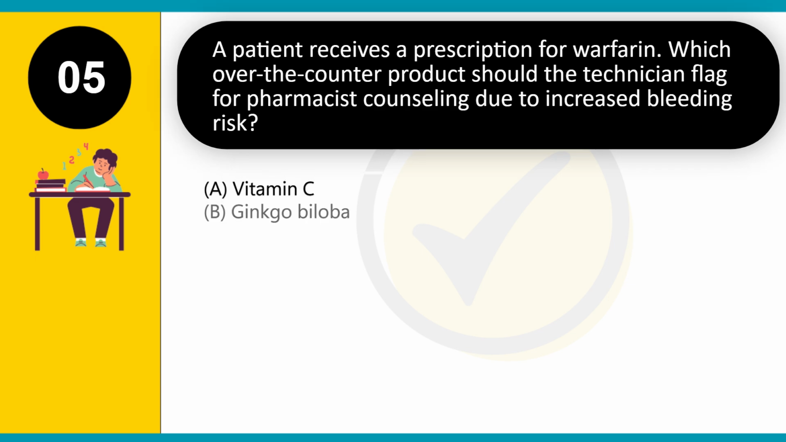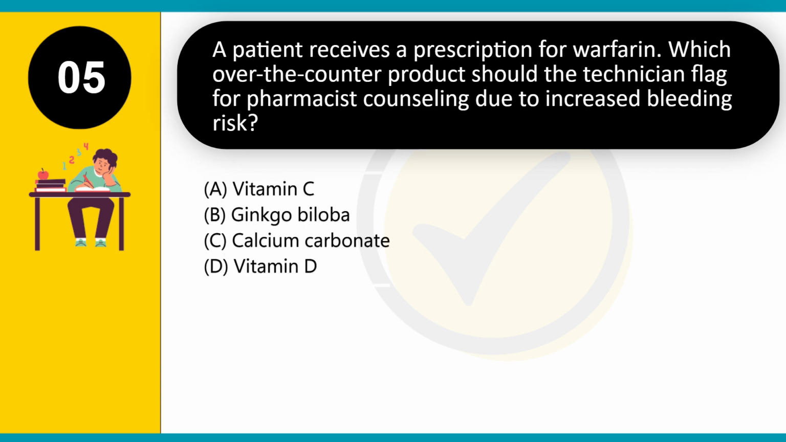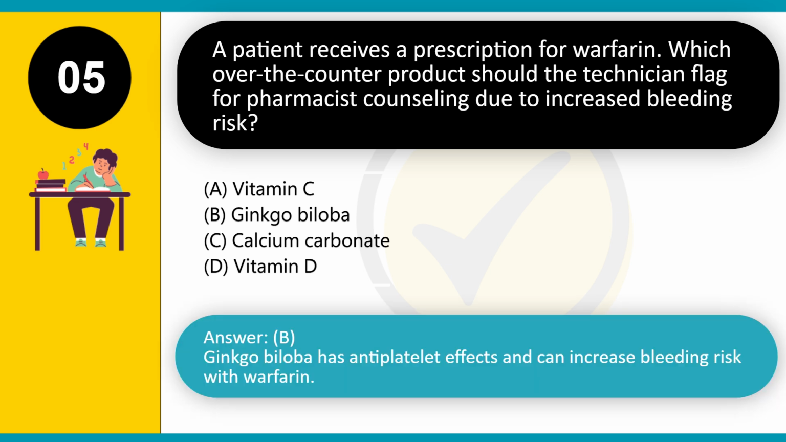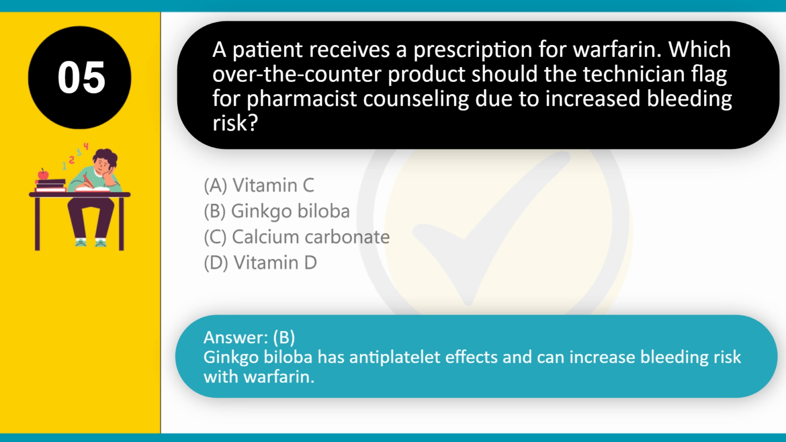A patient receives a prescription for warfarin. Which over-the-counter product should the technician flag for pharmacist counseling due to increased bleeding risk? A. Vitamin C. B. Ginkgo biloba. C. Calcium carbonate. D. Vitamin D. Answer, B. Ginkgo biloba has antiplatelet effects and can increase bleeding risk with warfarin.